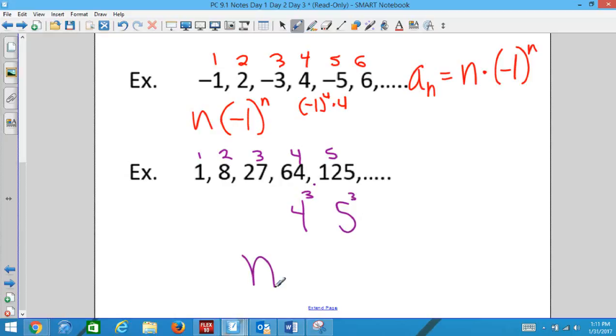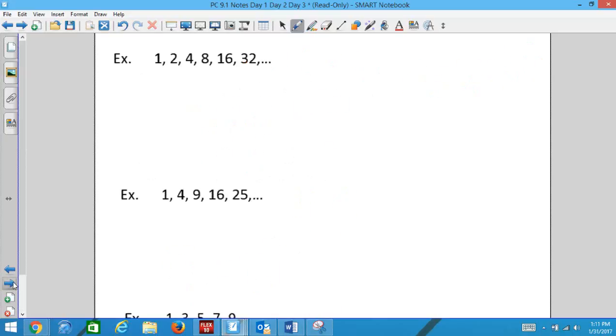She said n to the third. Does that work? So I think she just kind of looked here and said, ooh, each of those is the third power. Okay, I'm going to stop talking for a moment. I want you to kind of think for yourself. Try something. See what you come up with. And then I'll go over it.